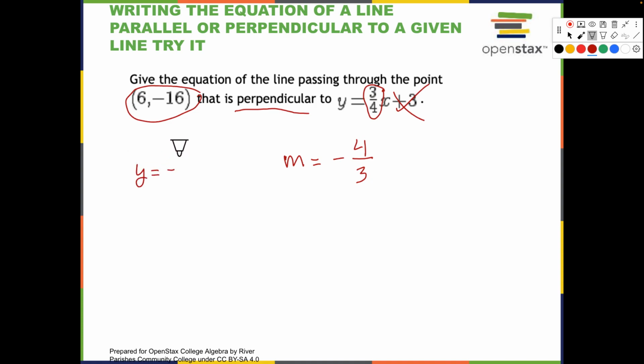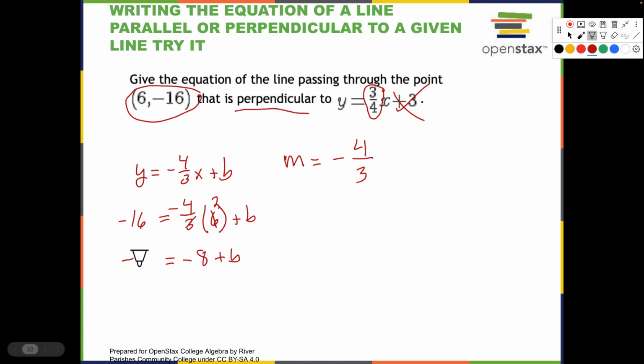Y equals -4/3 x plus b. We plug in 6 for x, and we plug in negative 16 for y. And then we simplify, but it's kind of a mess, isn't it? Because you got these fractions. But 3 goes into 6, so that's not too bad. 3 goes into 6 2 times. So 4 times 2 is negative 8. And then we add 8 to both sides, right?